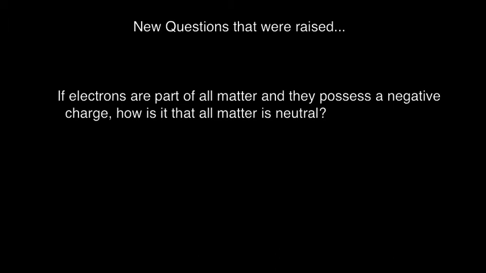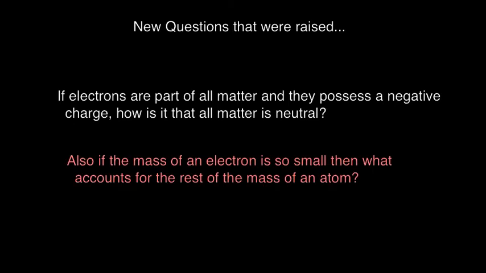This raised some new questions with this discovery of the electron. If electrons are part of all matter and they possess a negative charge, how is it that all matter is neutral? So we're missing some charges there. And they were also wondering at the time, if the mass of an electron is so small, then what accounts for the rest of the mass in a typical atom? Because the electron was really, really tiny, but we know that all these atoms have mass, so what's making up the rest of this mass? And that's where we're going to get into another scientist.